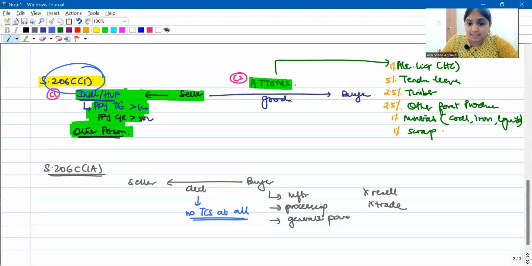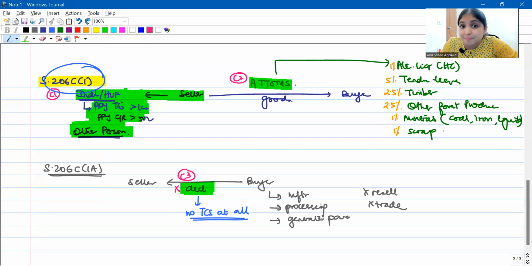Alright, so now listen, totally 3 conditions I was telling you. 206C(1H), condition number 1, the seller, if individual or HUF, should fulfill this criteria, or the seller can be any other person. Second condition, the goods should be at the rate of TCS, that is one of these 6 goods. Third condition, this declaration should not be there. Because if this declaration is there, then no TCS at all. So the buyer should not have given this declaration.